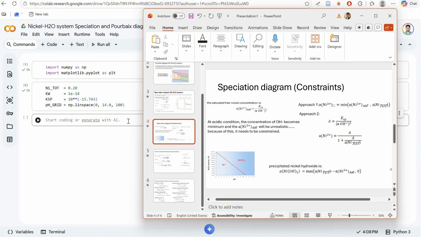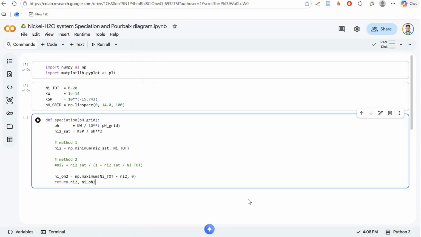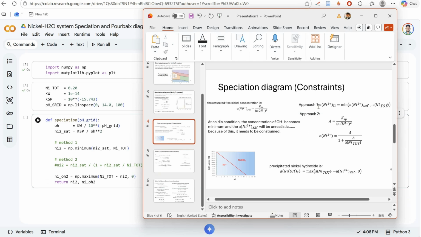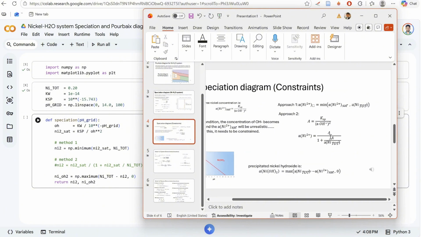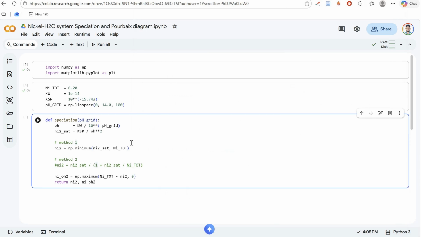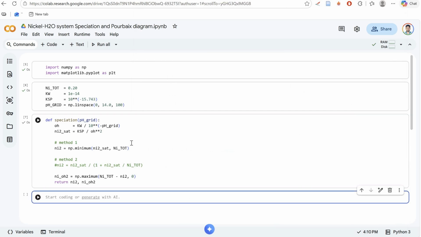Inside, we first calculate the hydroxide ion concentration from the ionic product of water, Kw, and pH. Then compute the saturation concentration of free nickel ions using the Ksp expression. As discussed in our theoretical overview, two methods are available to constrain the free nickel activity. Only one is active at a time, with the other commented out for later comparison. Finally, the function computes the nickel hydroxide concentration as the remainder of the total nickel not present as free ions, and returns the activity of both species.